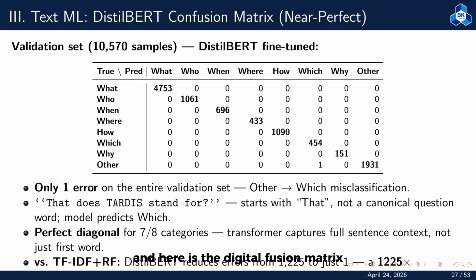And here is the Digital Fusion matrix, a nearly perfect diagonal. Only 1 error in 10,570 validation samples. The single failure is other predicted as which for the question that does TARDI stand for. It starts with the word that, not a canonical question word, and the model associates stand for with which type questions. Compare this with the TF-IDF plus random forest matrix where the other row had 225 errors. The fusion model reduces this to 1, a 225 times improvement on the hardest category. This confirms that full sentence context understanding, not just first word heuristics, is what's needed to correctly classify inverted questions.